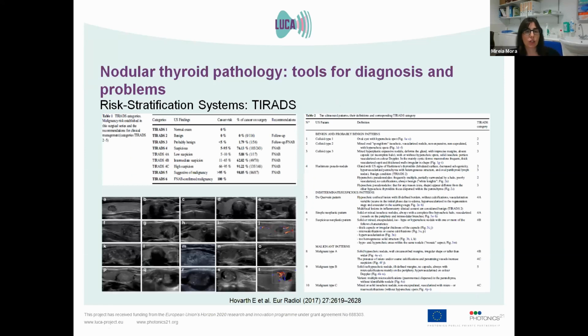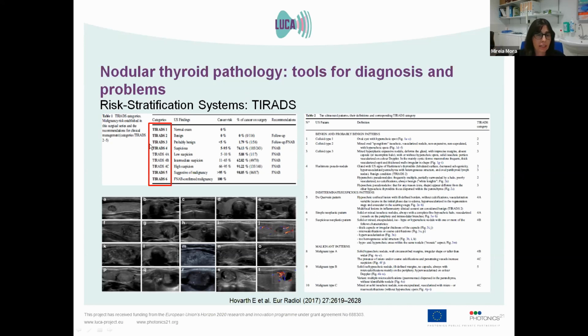Other risk stratification systems that have been introduced is TI-RADS. This is well known and really introduced in the radiologist and endocrinologist study of thyroid. This was first developed by Eleonora Horvath in 2009, but I think that has been really introduced in the clinical practice afterwards. As you can see, it establishes different categories, and as the category increases, the risk of cancer is higher.